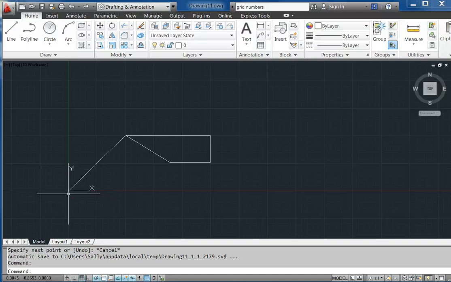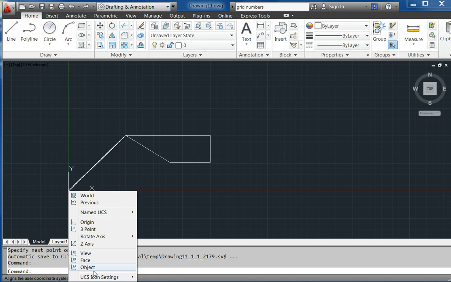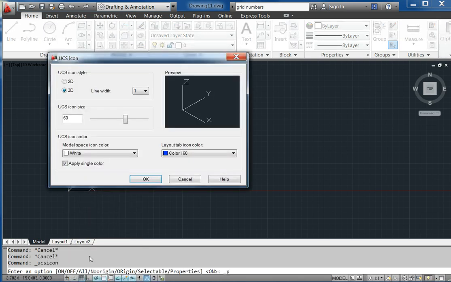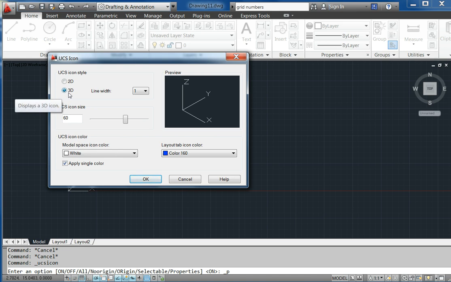You can change the style of the UCS icon by hovering over the origin point and right-clicking, selecting the UCS icon setting and then selecting Properties. And here, if you want to, you can change the UCS icon size, increasing it or decreasing it. And you can see that currently in this preview window we're looking at a 3D option where it shows not only the X and Y axes but also the Z axes.